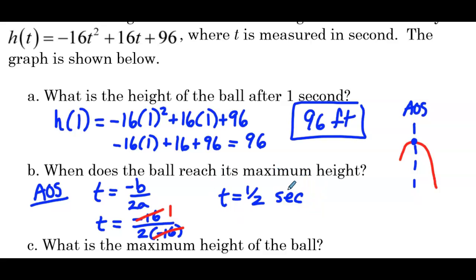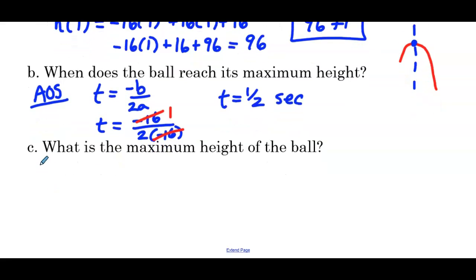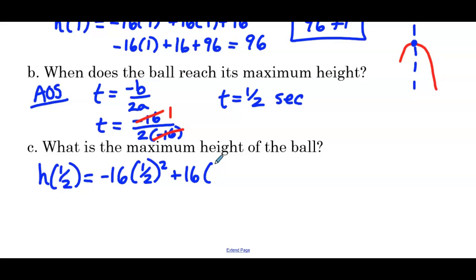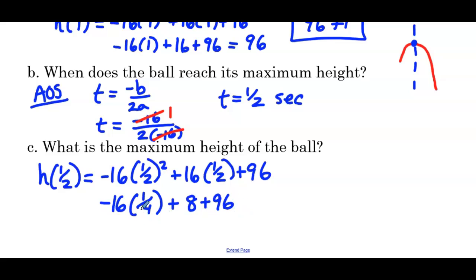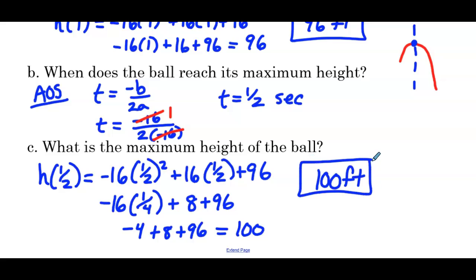So after 1/2 of a second, the ball is at its maximum height. What is the maximum height? So we're going to evaluate the function at 1/2. So we have -16 times 1/2 squared plus 16 times 1/2 plus 96. So we have -16 times 1/4 plus 8 plus 96. So we have -4 plus 8 plus 96. So -4 plus 8 is 4, plus 96 is 100. So the maximum height of the ball is 100 feet off the ground.